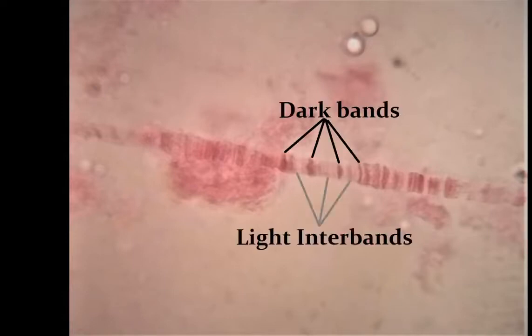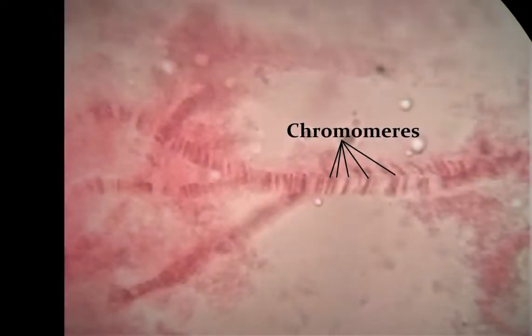Polytene chromosomes at interphase contain two types of bands, the dark bands and the lightly stained inner bands. The dark bands contain more DNA and less RNA. The inner bands contain more RNA and less DNA. The banding pattern is distinctive for each chromosome in any given species. Individual bands are sometimes called chromomeres.